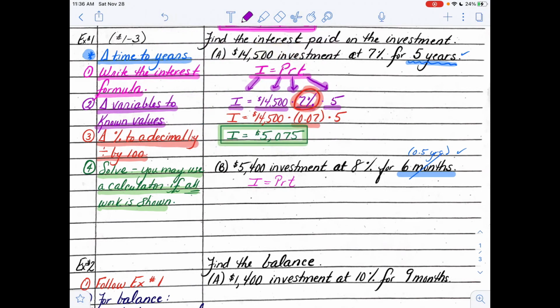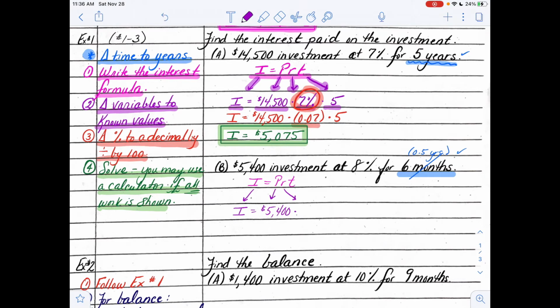Now let's go ahead and put in any variable that I know. We're going to change it. So did they tell me what the interest is? No, that's what you're trying to figure out. So it's going to stay, I cannot change it. P, did they tell me how much money I'm investing? Yes, they did, $5,400.